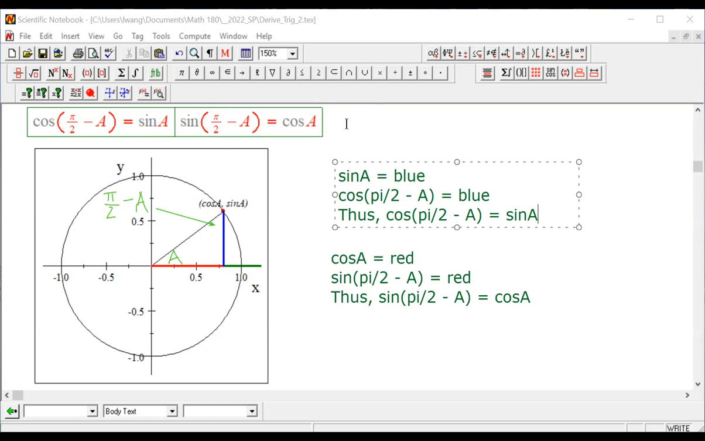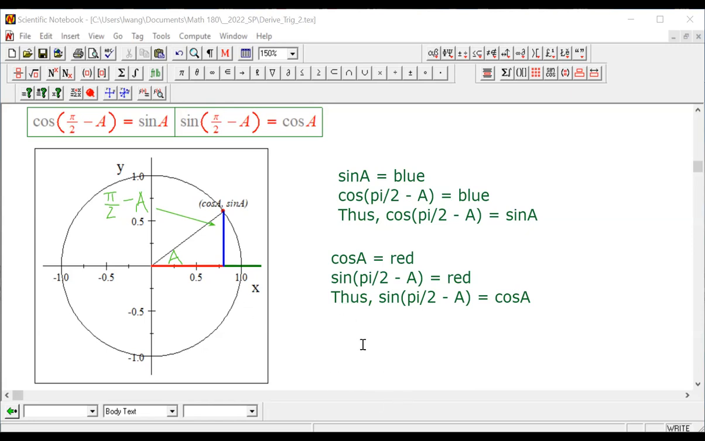The usefulness of these two identities, as I mentioned earlier, is that if you have something in sine and you want to express it in terms of cosine, you can utilize this identity. But sometimes it's a little bit difficult to remember which one is which. So with this trick in this triangle, I have shown you how to make sure you get the right formula in case you need them, okay?